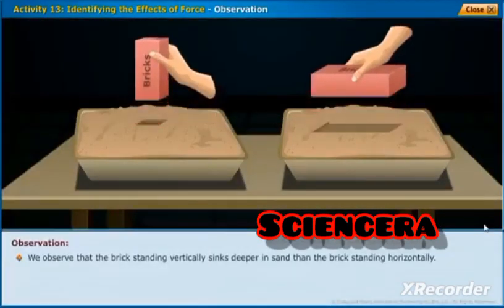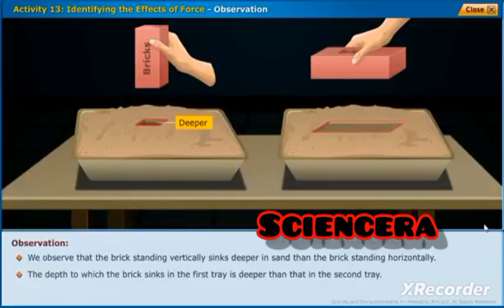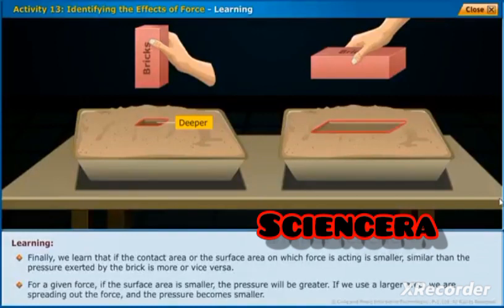We observe that the brick standing vertically sinks deeper in sand than the brick standing horizontally. The depth to which the brick sinks in the first tray is deeper than that in the second tray. Finally, we learned that if the contact area or the surface area on which force is acting is smaller, then the pressure exerted by the brick is more, or vice versa. For a given force, if the surface area is smaller, the pressure will be greater. If we use a larger area, we are spreading out the force and the pressure becomes smaller.